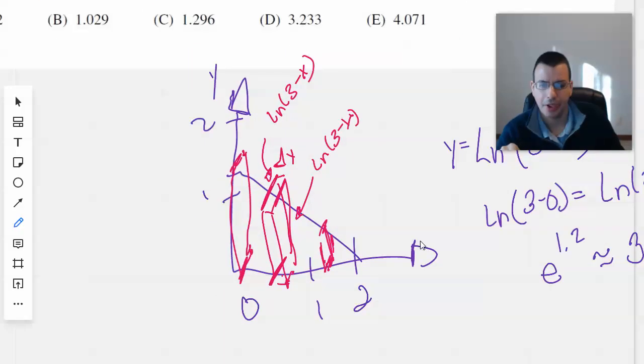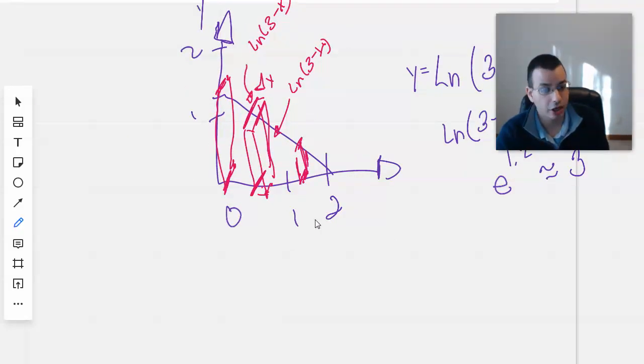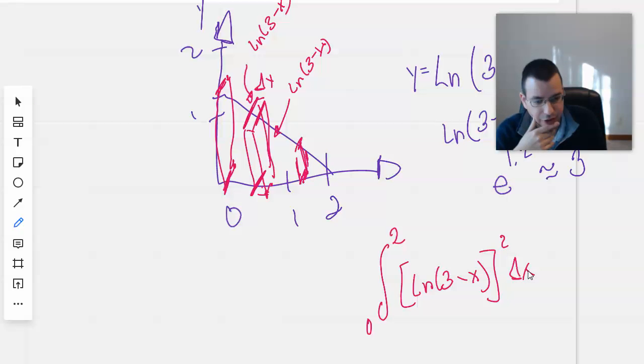So we're going to integrate along the x-axis, from 0 to 2, and we're going to have natural log of 3 minus x, and it's a square, so to find the area we square it, and then we'll multiply by delta x.